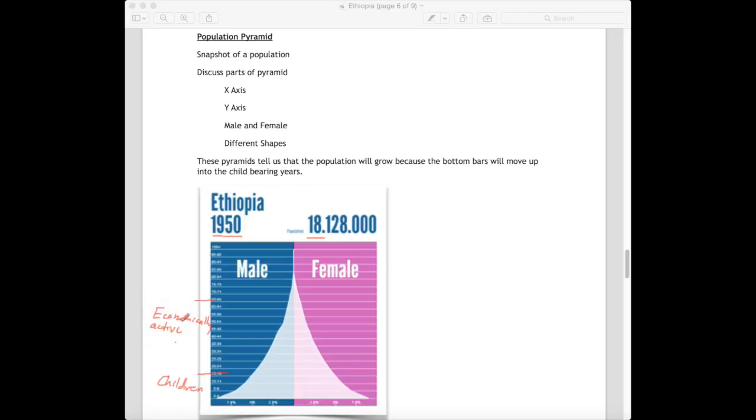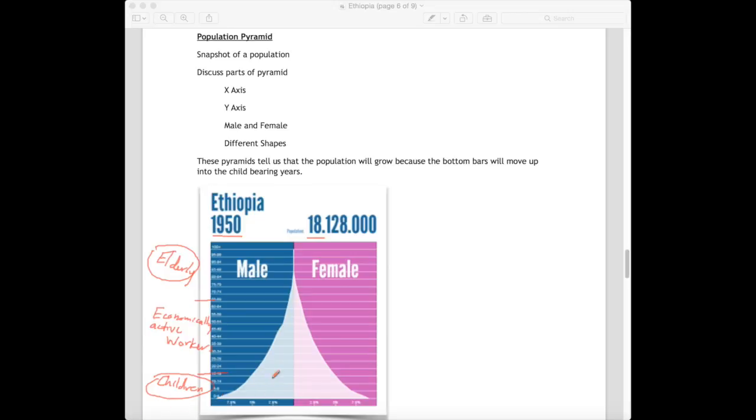So the economically active just means that they're workers. These are the people that are working. And then up at the top, from about 65 on up, are the elderly. So 65 on up until 100 or whenever people are passing away. So these two groups, the top group, elderly, and children, though, are called dependents.